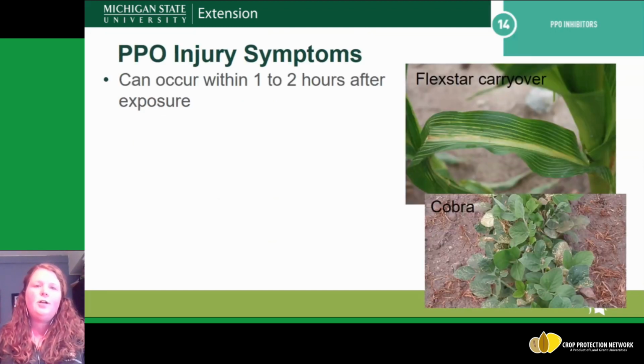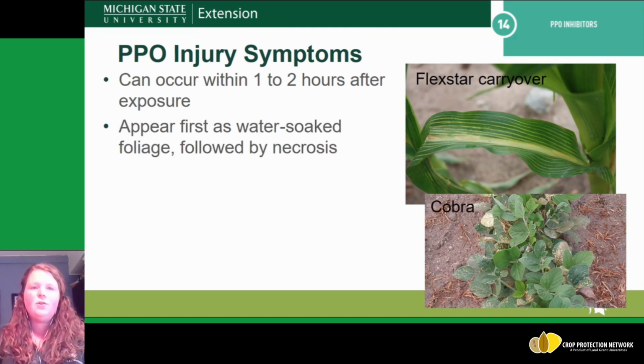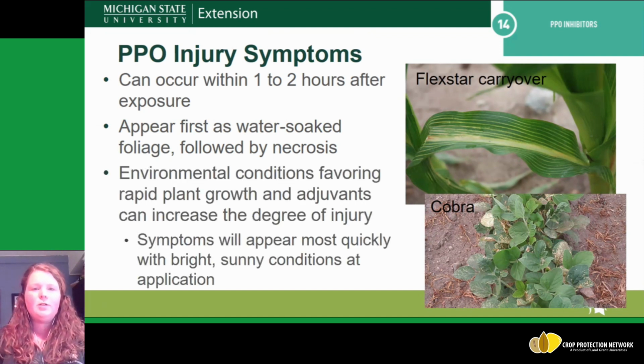PPO injury symptomology can occur quite quickly, within 1 to 2 hours after exposure. It appears first as water-soaked foliage, followed by general necrosis. Environmental conditions favoring rapid plant growth, or if we use adjuvants such as crop oil concentrate, can increase the degree of injury. And these symptoms will appear most quickly under bright or sunny conditions at application.